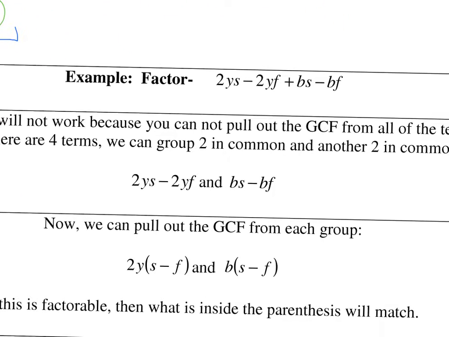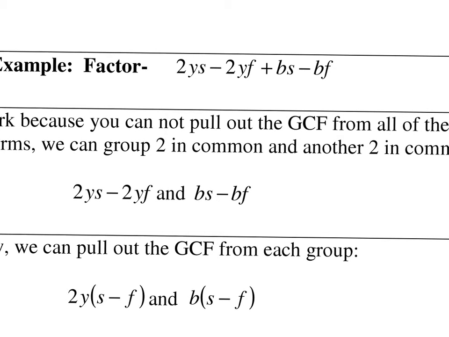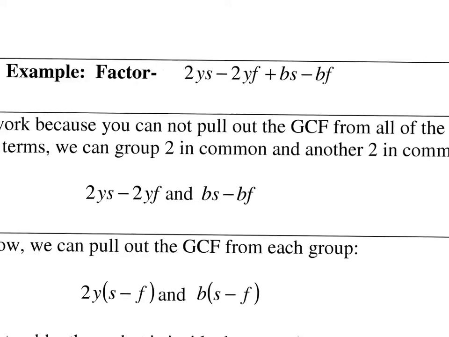So we're going to try factoring this expression here, 2ys minus 2yf plus bs plus bf. We use factoring by grouping when we have 4 terms like this that have nothing in common across all 4 terms. You can see the front 2 have some common factors and the back 2 have a common factor, but there are no factors that you see in all 4 terms. And this is when we can use factoring by grouping. To do that, we're going to separate this, and we're going to do GCF on the front and the back separately.